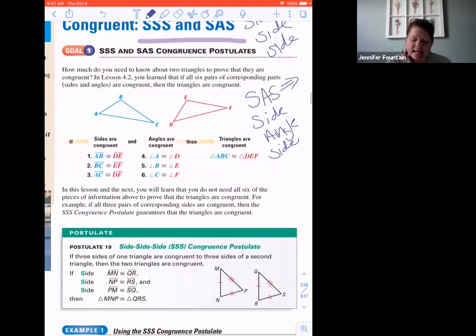And it says, how much do you need to know about two triangles to prove that they are congruent? In 4.2, we learned that if all 6 pairs of corresponding parts, sides and angles, are congruent, then the triangles are congruent. So remember in the last lesson, we had 6 parts that were congruent. We showed that we had 3 angles congruent to 3 angles, and 3 sides congruent to 3 sides. So that's a total of 6 things that we showed were congruent. In this one, we're going to be looking at how I can prove congruence not using all 6.